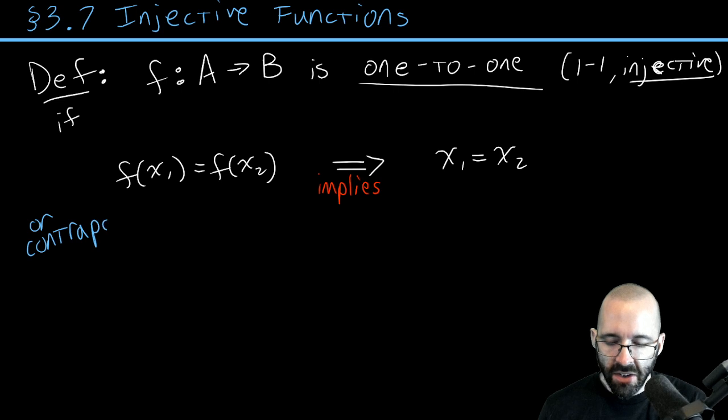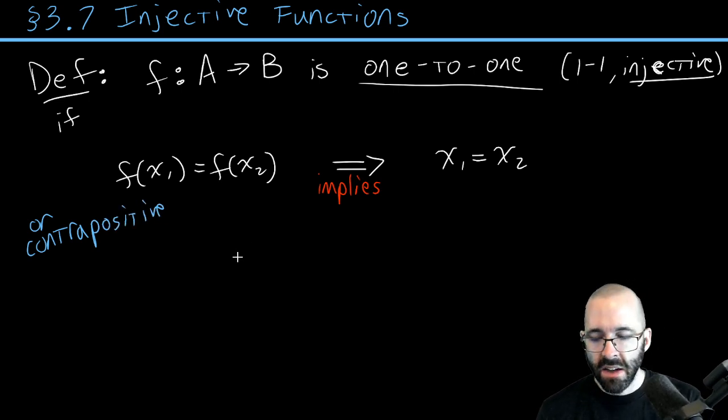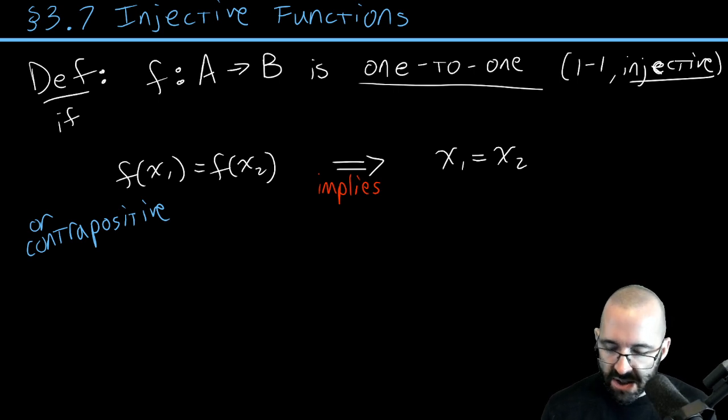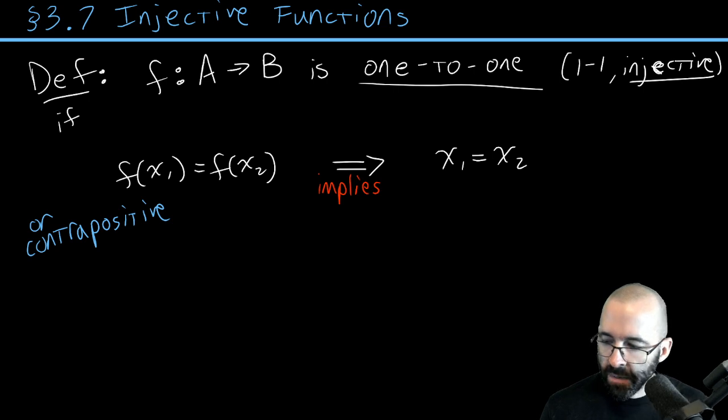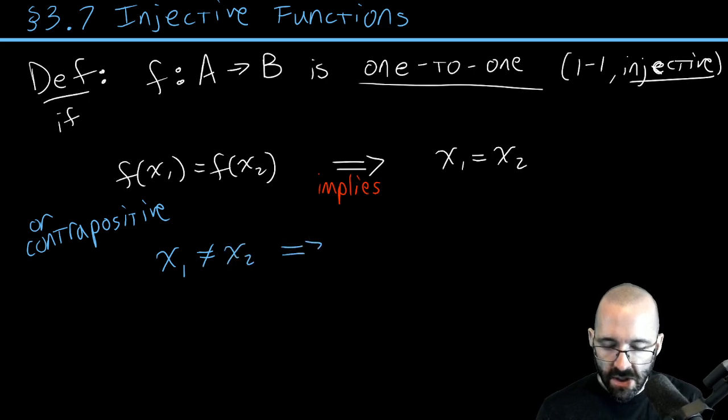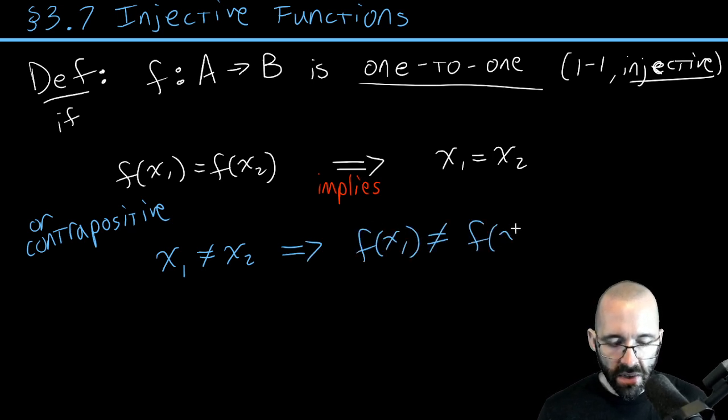Now, you may have heard that in a logic class. We'll talk about it in our logic chapter later in this class. You may have heard the contrapositive. The contrapositive says, sorry, let's not use the if language here. The contrapositive says, if x1 is not the same as x2, then, again, you can also think of this as if-then. So I guess you could write if here and then right here. That implies that the function values cannot be equal to each other.